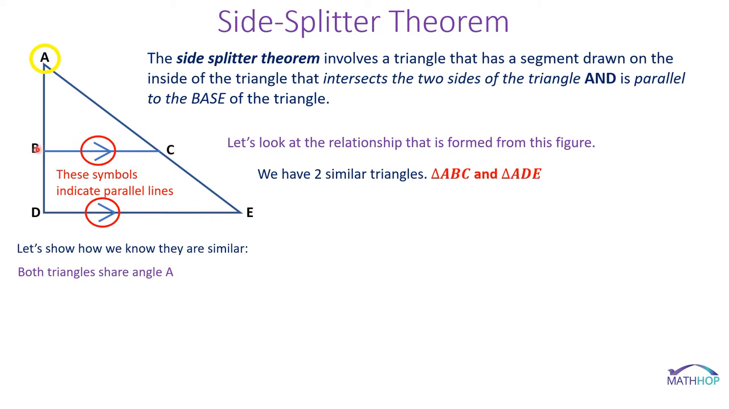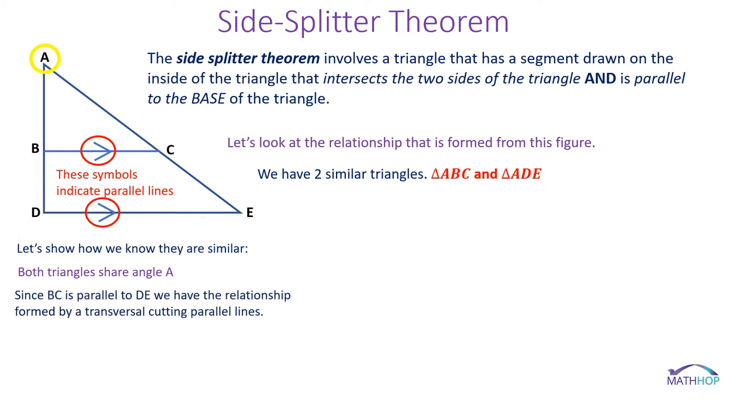So if we look at this right here, BC and DE, and imagine they're extended, they're parallel lines. It's cut by two transversals. One is AD and one is AE. So the transversal AD creates angle ABC congruent with angle ADE. So those are our first sets. BC is parallel to DE. We have that relationship formed by parallel lines cut by a transversal. We have ABC is congruent to ADE.